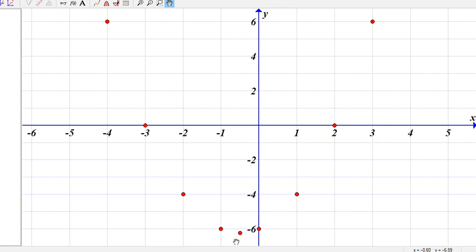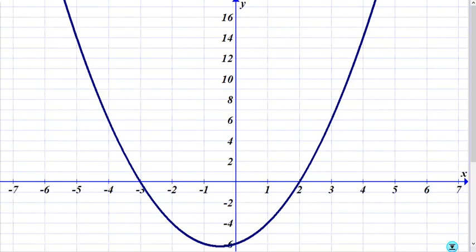And now it looks like we can actually draw a smooth curve through these points. And if we do that, this is what we get. Again, we get a smooth U-shaped curve. Again, it is concave up. It is symmetric, but this time the axis of symmetry is at x equals negative 0.5.